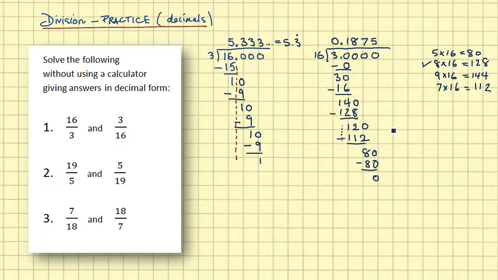Okay? So 3 divided by 16 is 0.1875. 16 divided by 3 is 5 1/3, or in decimal form, 5.3, recurring.